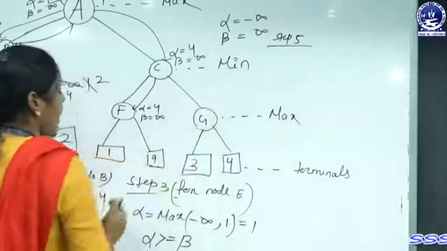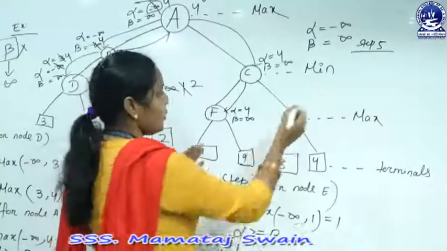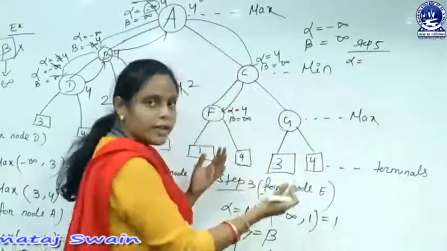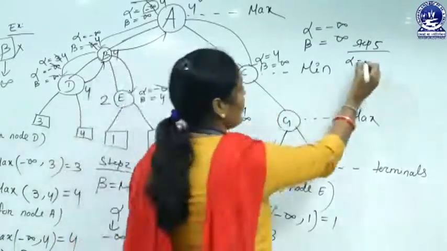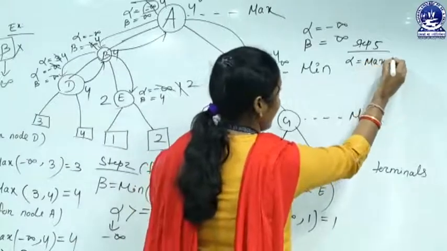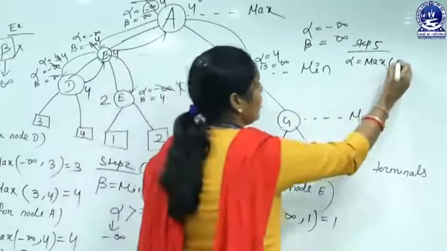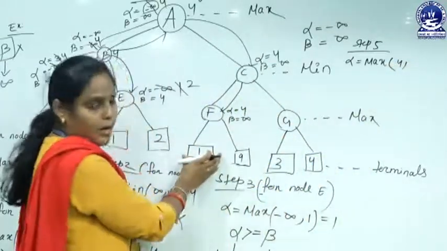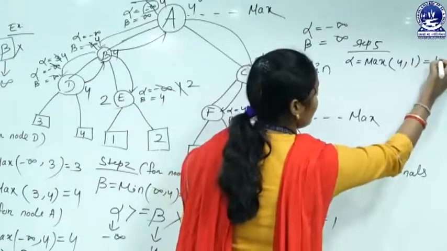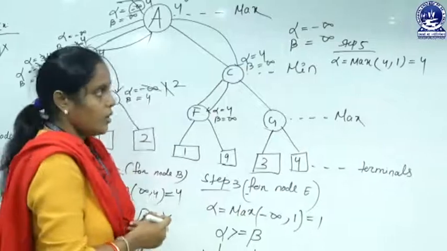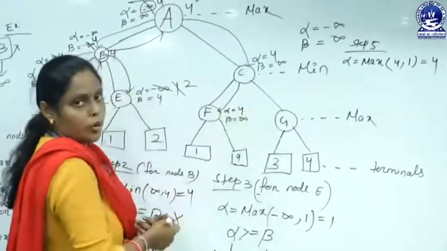Now take the next step, that is step 5. Here in step 5, first of all we update the alpha value. That means alpha equal to, here you take the maximizer function because this is the maximizer term. That means alpha equal to max of the initial value of alpha, which is 4, then compare with the terminals, which is 1, and the value is equal to 4. That means here the alpha value remains 4.